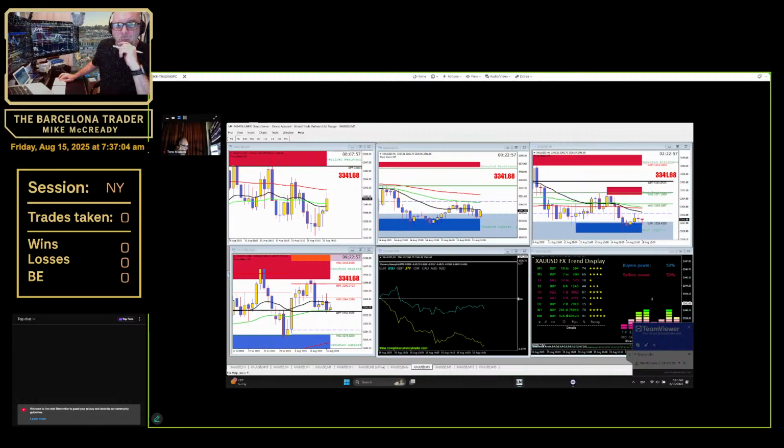Still no real clear direction over here on the FX trend. Got a couple of buy signals followed by a sell, a buy, sell, sell. So this just indicates the strength of whatever direction it's going. And right now there isn't a lot of strength.